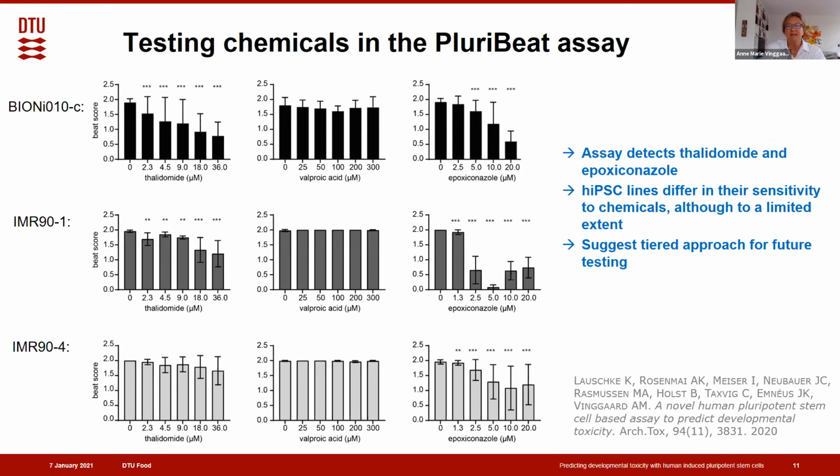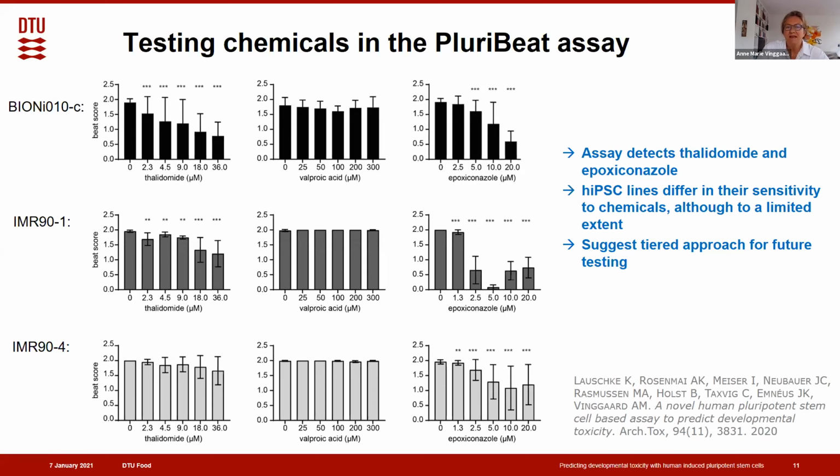Then we started testing chemicals in our assay, and we tested 3 chemicals: thalidomide, which is considered the gold standard as a developmental toxicant, valproic acid, which is more a neurodevelopmental toxicant, and epoxyconazole, which is a fungicide that we have previously shown is a developmental toxicant in rodent studies. And we found that our assay detected thalidomide and epoxyconazole as positive compounds, whereas valproic acid was negative.